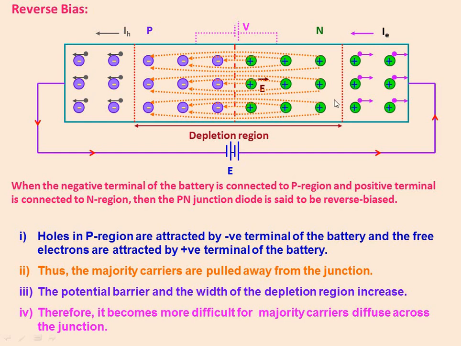What happens when they move away from the junction? The width of the depletion layer now will increase, while earlier in the forward bias it was reduced. Are you getting the point here? The width of the depletion layer increases in the reverse bias.